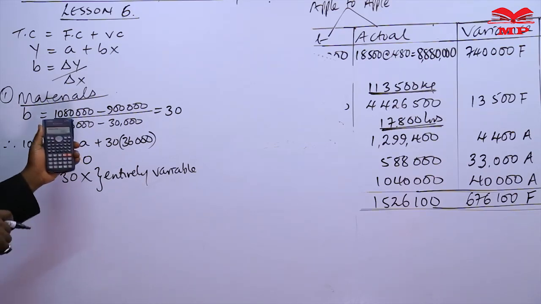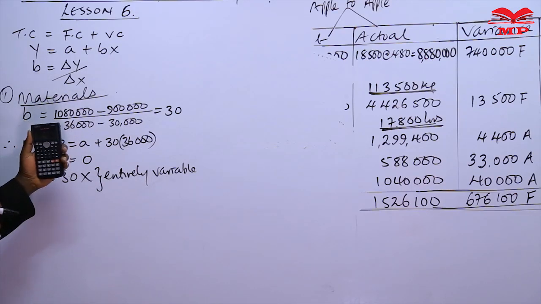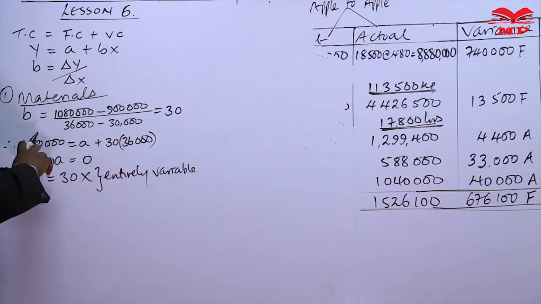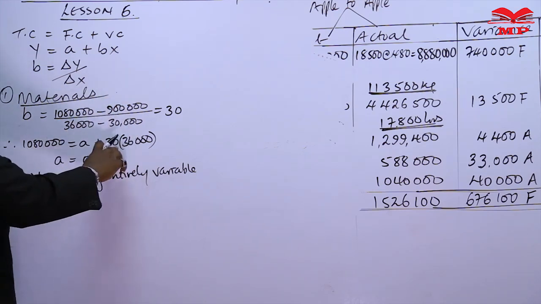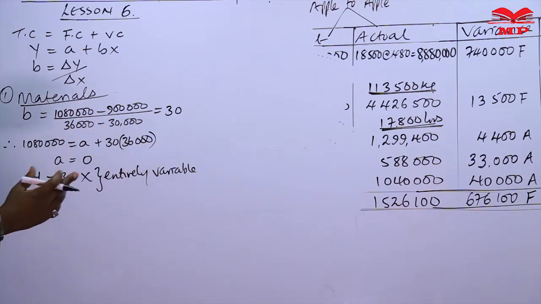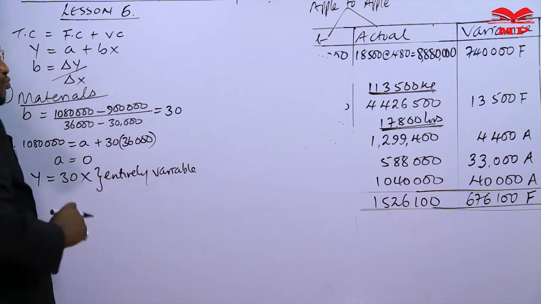Now, on this point of substituting one of these two levels, even if you substitute this 30,000, you'll have 900 here, you'll have 30 here. 30 times 30, you get 900. Subtract from 900, you get 0. So it does not matter which one, but you must use one of these two.